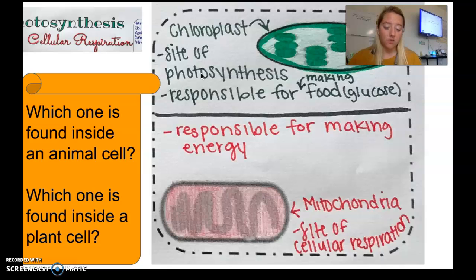Hopefully you were able to answer that mitochondria is found inside the animal cell. Now for chloroplast, which one is found inside the plant cell? Oh, I accidentally gave you your answer. Chloroplasts are found inside the plant cell, but also mitochondria as well. That was kind of a trick question. So we find mitochondria and chloroplasts in our plant cells. We only find mitochondria in the animal cells. They do not have chloroplasts because animals cannot make their own food. They need to eat in order to get energy.